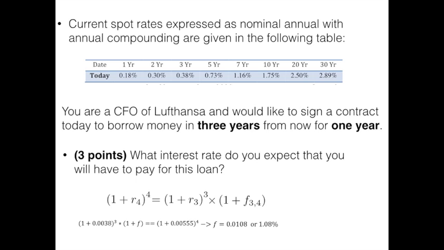This is what you are searching for. And you just solve this equation. Your forward rate will be 1 plus r4 to the power of 4 divided by 1 plus r3 to the power of 3, and then minus 1.